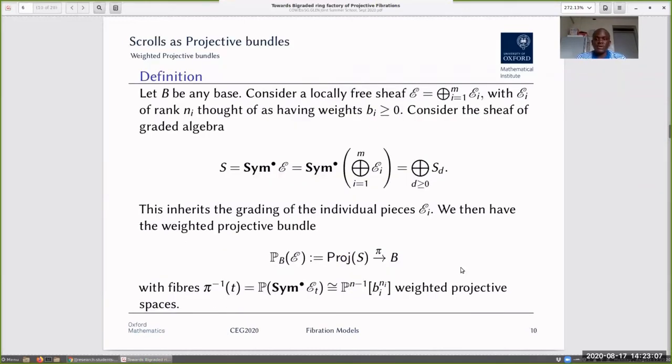Alternatively, you might have met scrolls before as weighted projective bundles. So consider a general base B and a locally free sheaf epsilon, which is a direct sum of E_i's, where the E_i's have weights b_i and rank n_i. So consider the sheaf of graded algebras S as shown. By taking the Proj of S, one obtains the scroll, and the fibers are weighted projective spaces of weights b_i to the n_i.